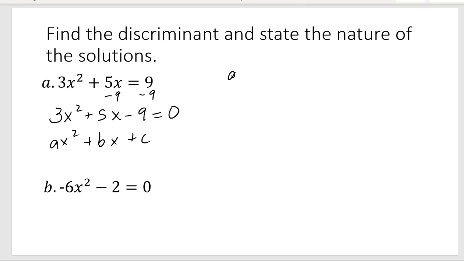Now we can quickly label a is equal to 3, the number, it's a coefficient in front of x squared. B is equal to 5, the coefficient in front of x. And c is equal to -9. It's the constant by itself.